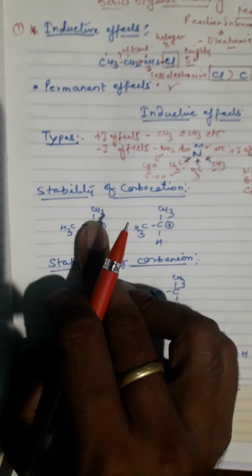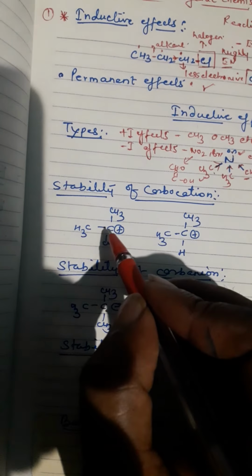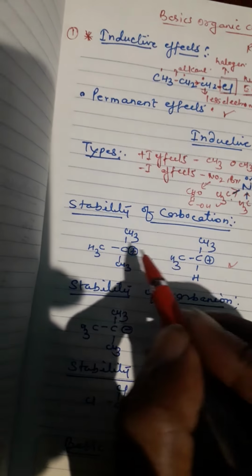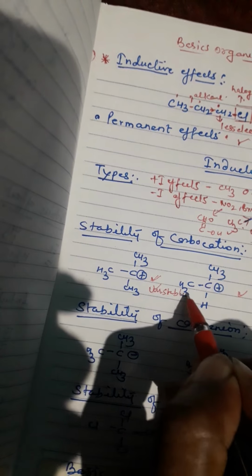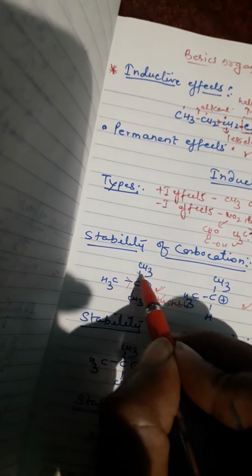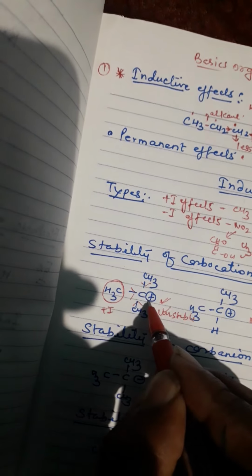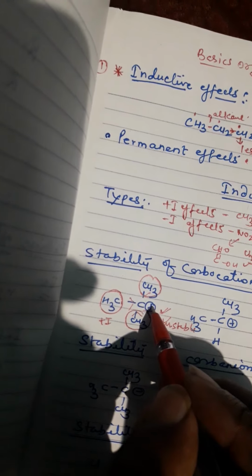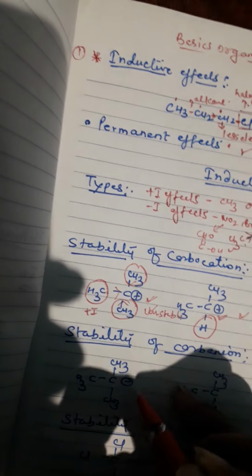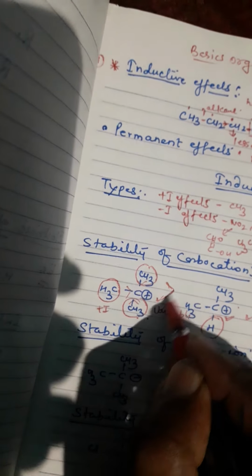Now we will discuss the stability of carbocation. Here we have mentioned two structures, and we compare the stability of this one and this one. This one is the unstable molecule. Here there are 3 methyl groups, which means a plus I effect, so they give electrons to the carbon. This carbon has a positive charge, so the positive charge is reduced much more compared to this one, which has one less CH3. So from the stability point of view, it will be much more stable as compared to this.